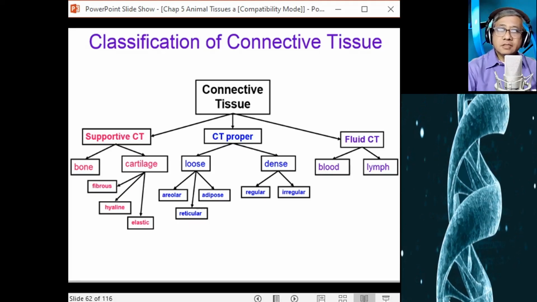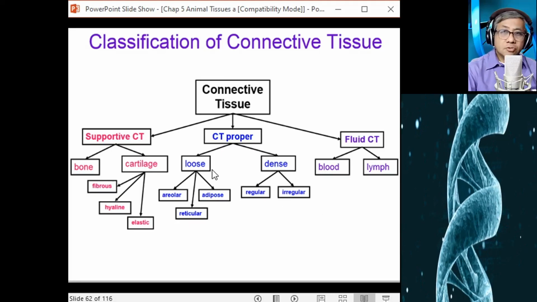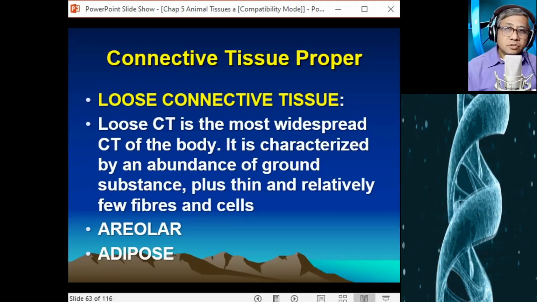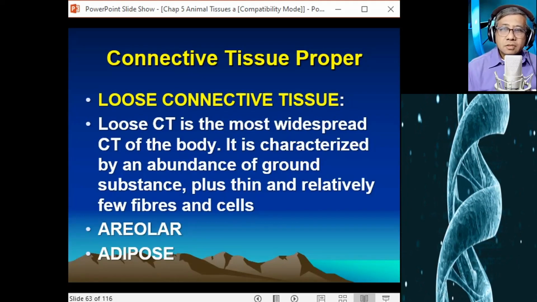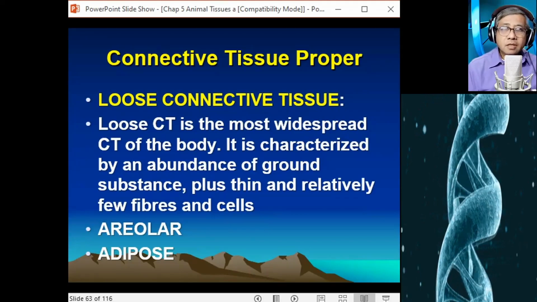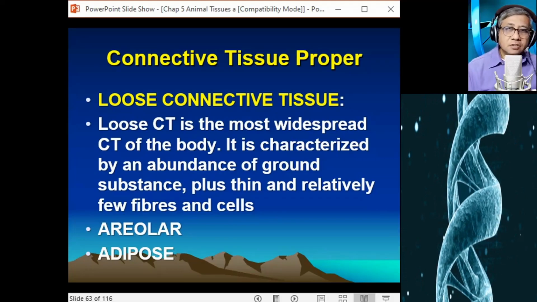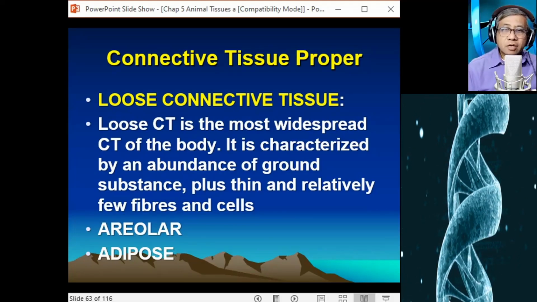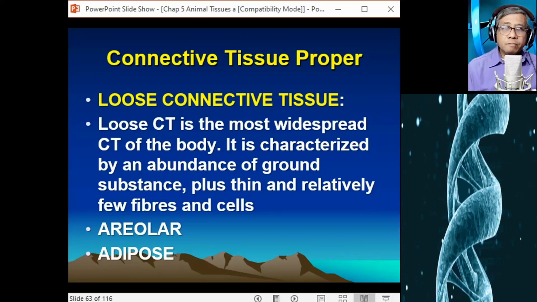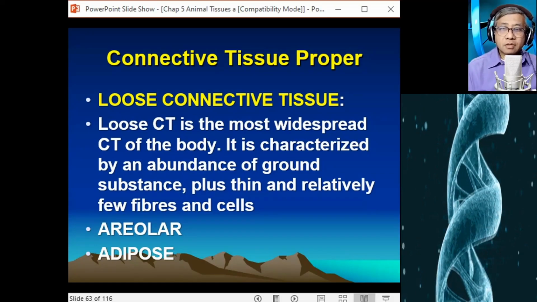Let us now go into the details of these types of connective tissue, starting with loose connective tissue. Loose connective tissue, as we mentioned before, is the most widespread connective tissue of the body. It is characterized by an abundance of ground substance plus thin and relatively few fibers and cells. That's how we describe loose connective tissue.